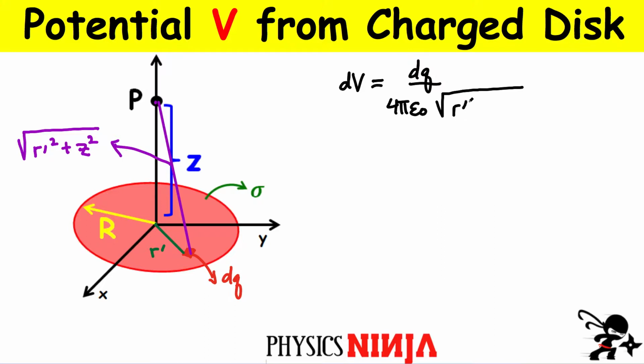This is r prime squared, and again, plus z squared. All right, so it looks like that's it. The only thing I have to do now is add all the contributions. So we have to do one more step here.